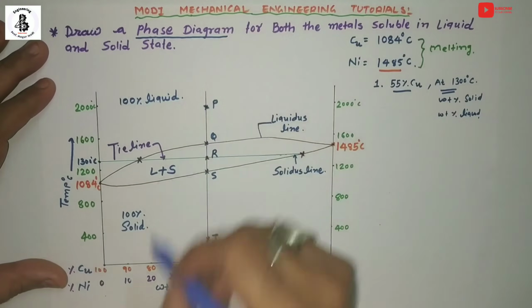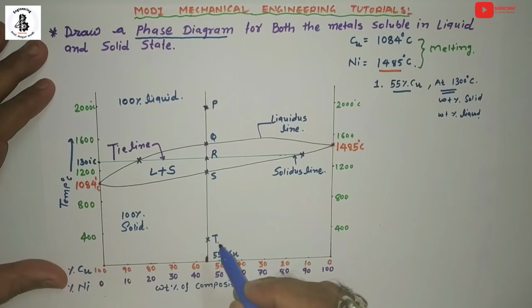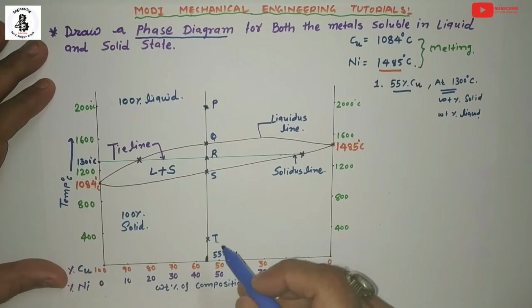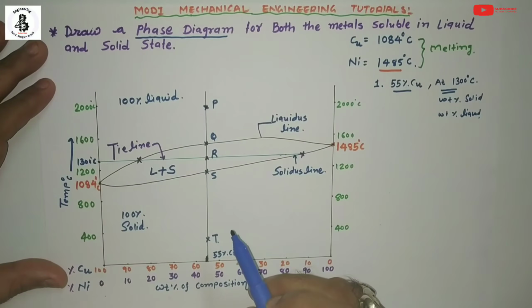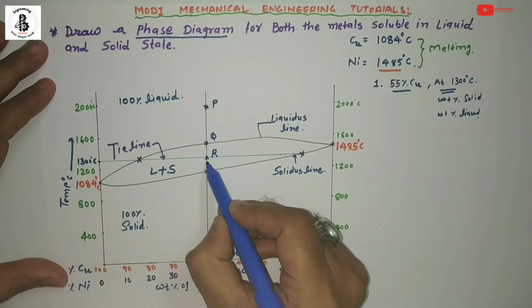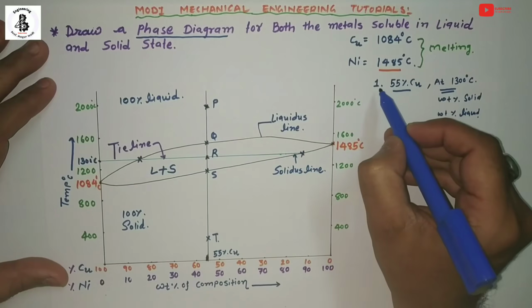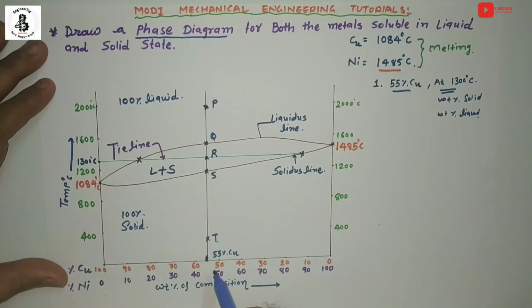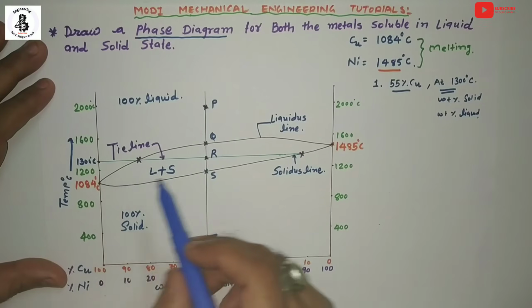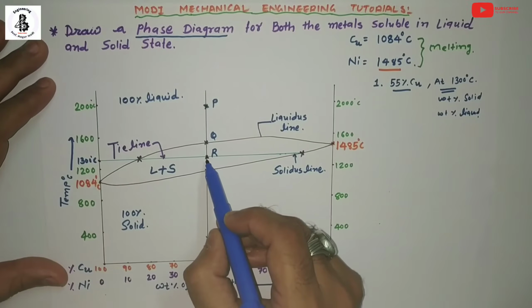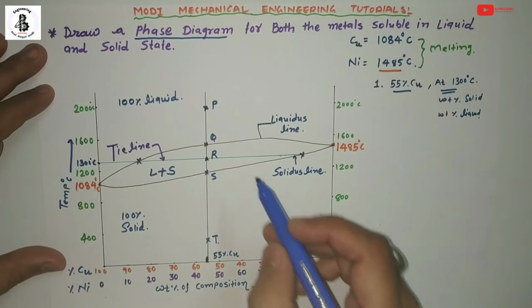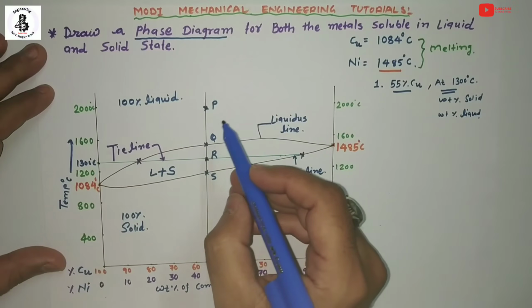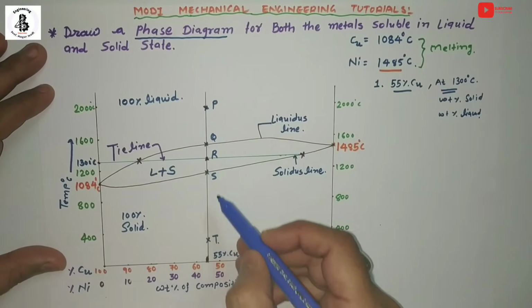So in this phase diagram, I will discuss each and every point, the various kinds of microstructures, and how much percentage of the liquid is converting into solid. Basically, I am interested in point R. That will be case number 1: 55% copper and 1300 degrees centigrade temperature. How much liquid will be converting into solid at point R? Right now I am discussing the various microstructures that will form at the various points P, Q, R, S and T.